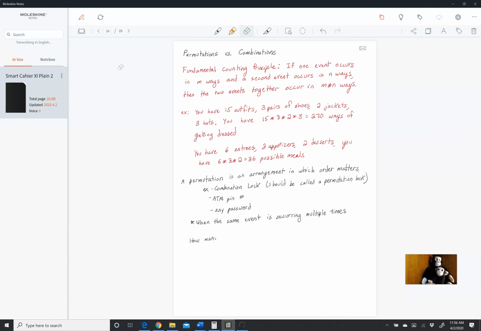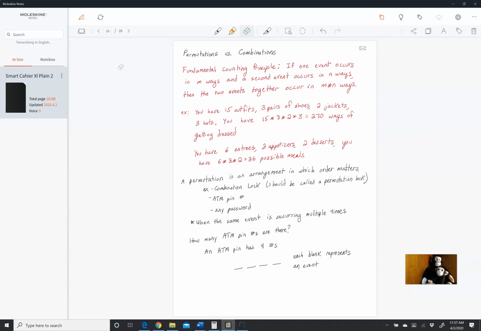Let's ask ourselves, how many ATM PIN numbers are there? So a PIN number has 4 numbers to it. So what we're going to do is we're just going to draw a blank for each event. So each blank represents an event. Essentially what we're doing is we're simplifying the tree diagram so that we don't have to draw out the whole tree diagram.